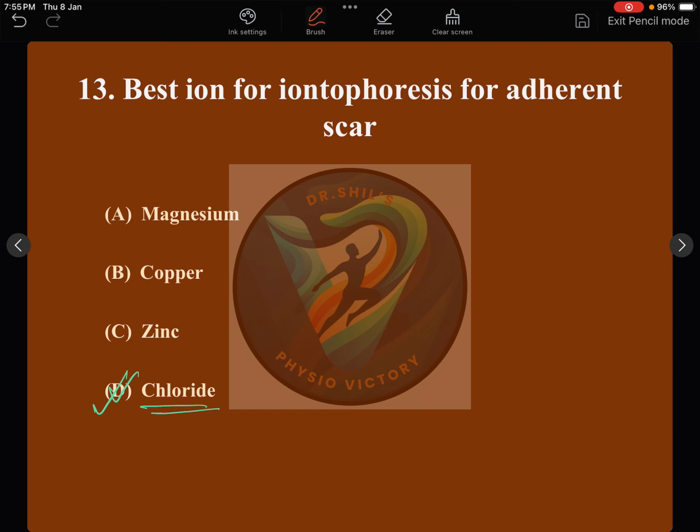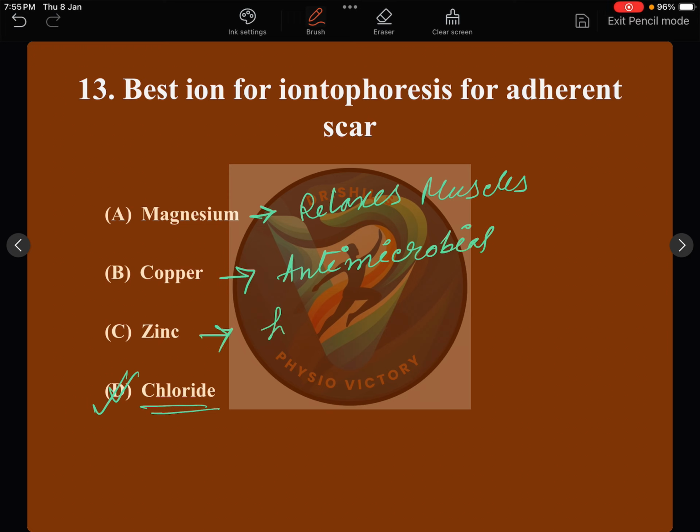Magnesium actually relaxes muscles. Copper is antimicrobial and zinc is for healing.